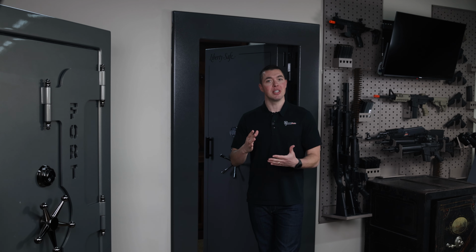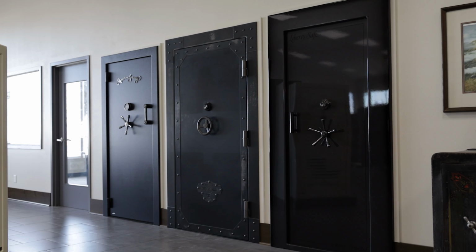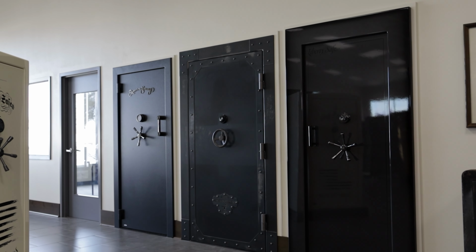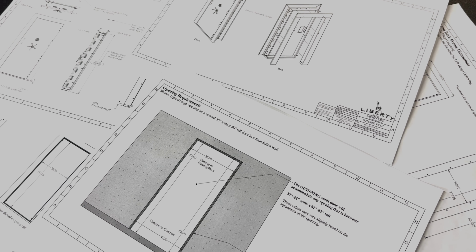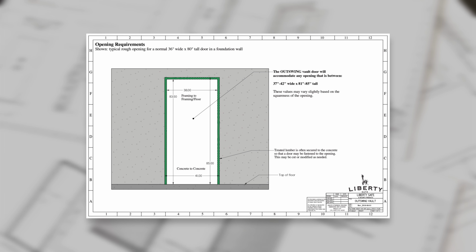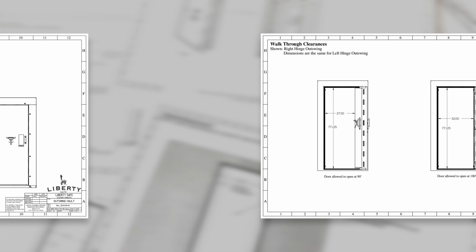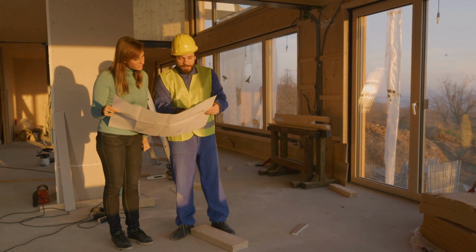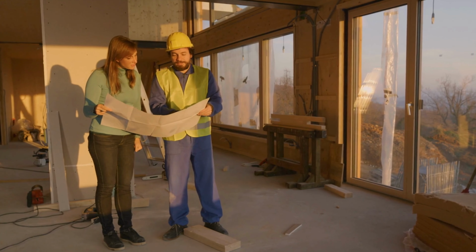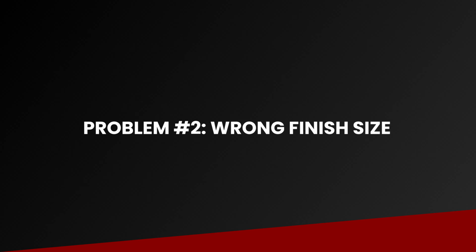The first solution to this is having detailed engineered sketches and cut sheets. Once you pick out your vault door from us, we will provide you the engineering sketches and cut sheets detailing the following critical design elements: the rough opening size, the finish size with the flange, the clear opening of the door, and also the door swing. We provide these details to ensure you and your contractor have the right information and dimensions when building your vault or safe room.